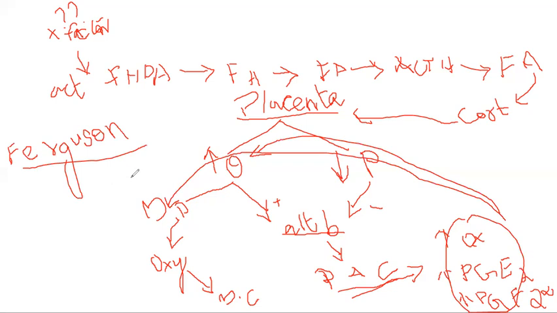Clear. And what are the contraction system of the myometrium? Ferguson reflex: when you're doing vaginal examination or amniotomy, oxytocin will be produced, or increased, due to vaginal examination. That is Ferguson reflex. Clear.